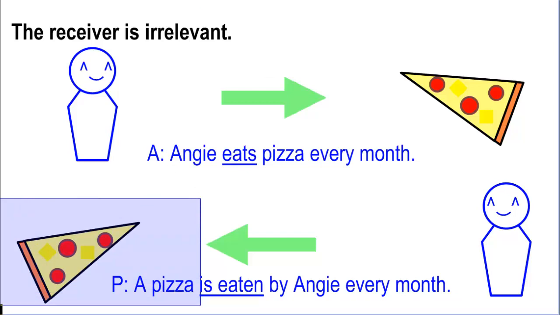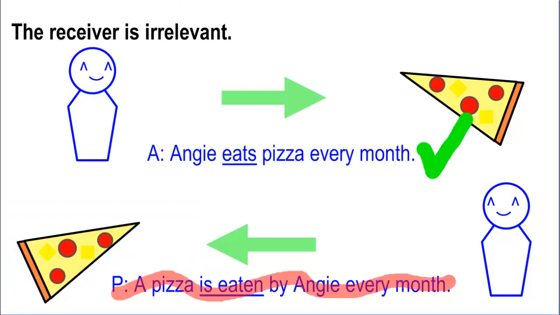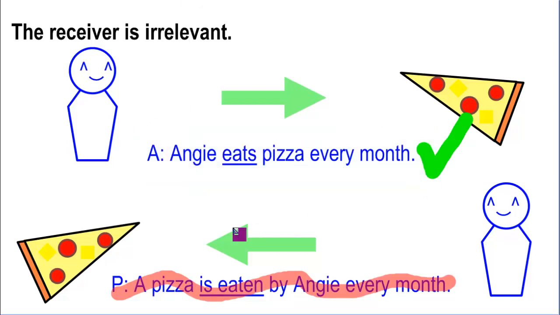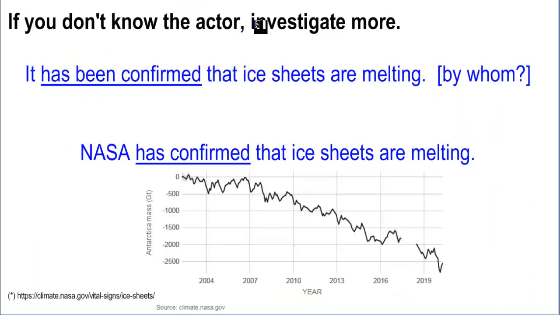It depends on the context, obviously. But in this case, a pizza is not really relevant, so it is a little strange to emphasize it. In this case, it would be preferable to use active voice: Angie eats pizza every month, instead of the passive voice. Okay, so don't use the passive voice if the receiver is irrelevant. And the second situation, this is especially when you're writing a document in intermediate or advanced levels.